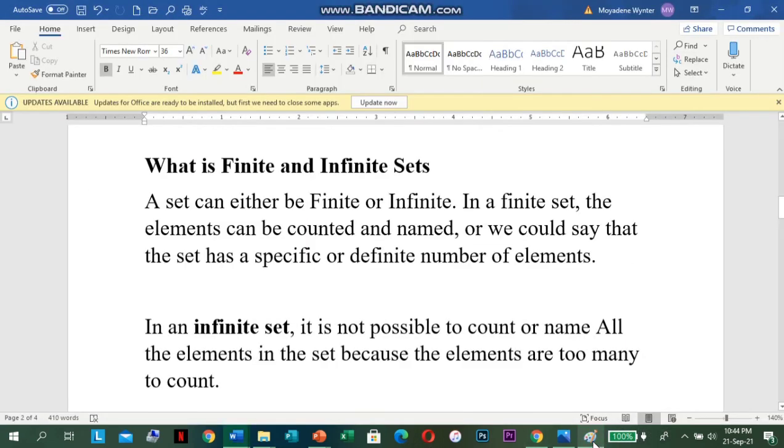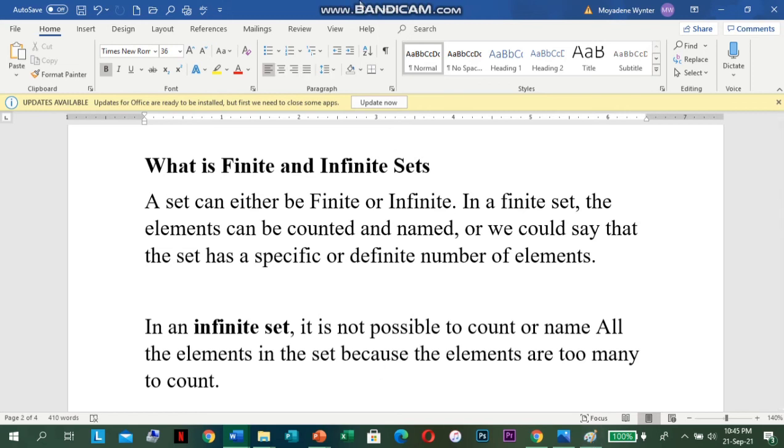All right. So let us look at infinite sets. We just looked at finite. We're going to look at infinite now. In an infinite set, it is not possible to count or name all the elements in the set because the elements are too many to count. So that's the opposite of a finite set.